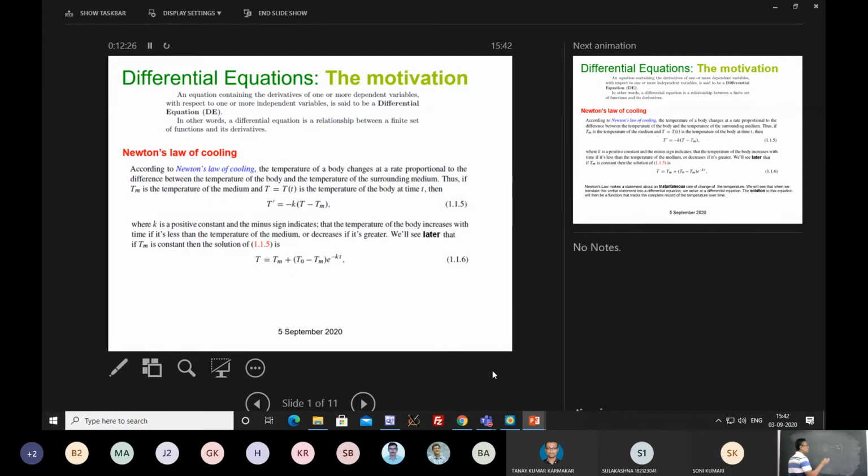The rate of change with respect to time, so dT by dt, is proportional to this, and if you want to introduce the constant of proportionality, then I can write Newton's law of cooling as this. Is it okay with everybody?